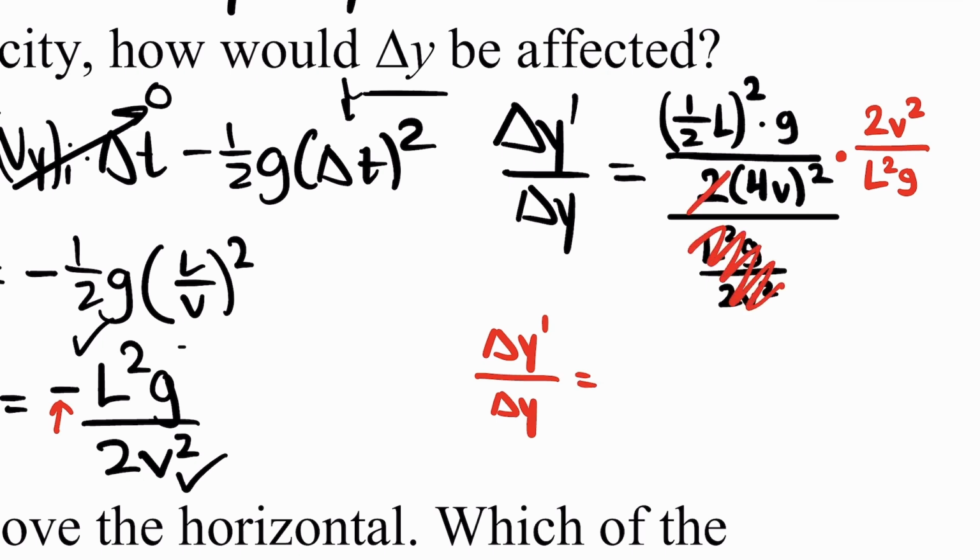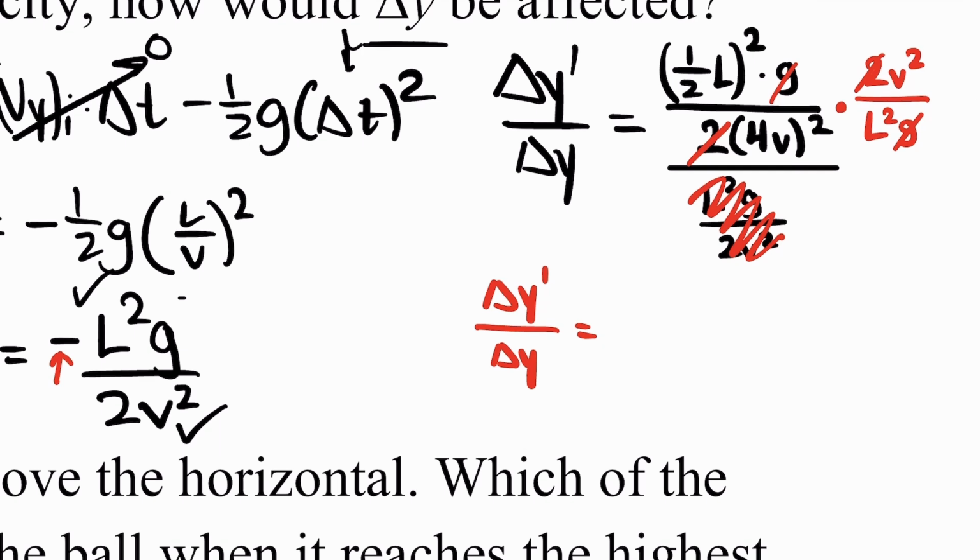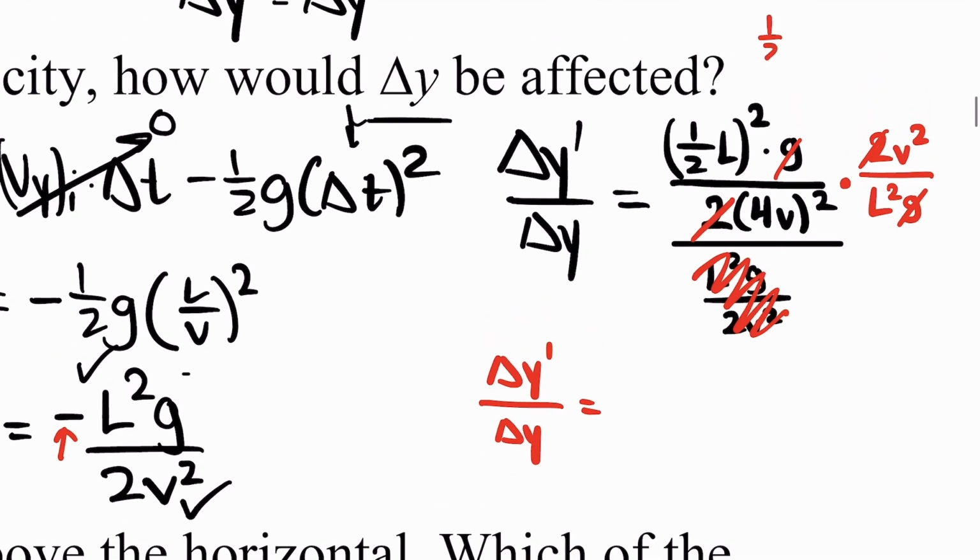I have 2's that cancel out, I have g's that cancel out, and let me expand everything that's being squared in this next step, so that we can see exactly what happens. So half of L squared, that's half L times half L. Half times half is a fourth. L times L is L squared. So that's what I'm going to get in the numerator there.